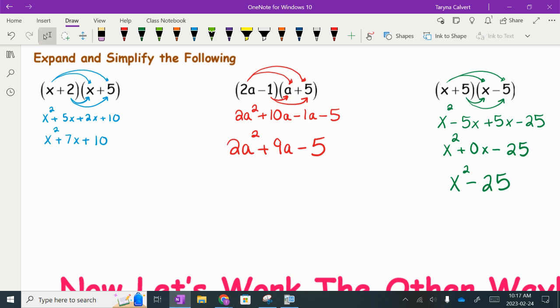Right, so this x squared plus 7x plus 10, or a 2a squared plus 9a minus 5 versus an x squared minus 25. I'm going to give you that final step, and you're going to have to come up with the two brackets, okay? Because it's always going to be two brackets, two binomials, unless we just do GCF, which is not today, okay? The two brackets that you would use to multiply to get that trinomial, or in this situation, binomial.